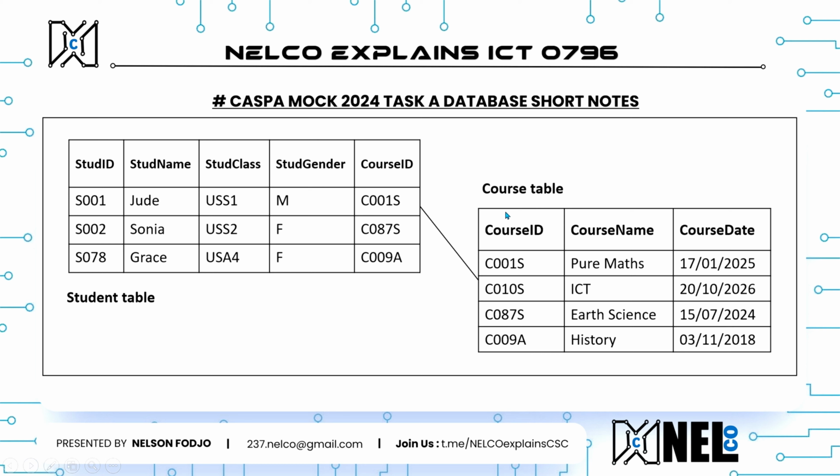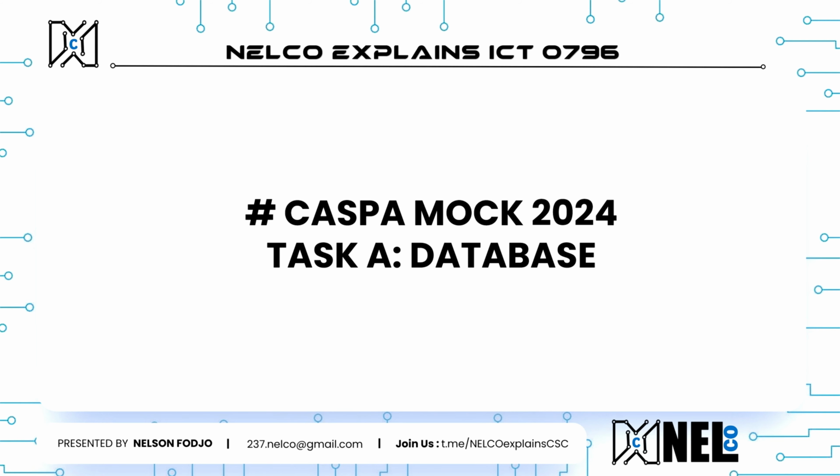Foreign key because it is a primary key in another table, and it being here as a foreign key links the two tables, forming a database. And what you can see here in total is a relational database model of any database. This is a student course database. So that's it for the short notes. We are going to dive directly into the question paper itself of the CASPA Mock 2024 Tax A database.